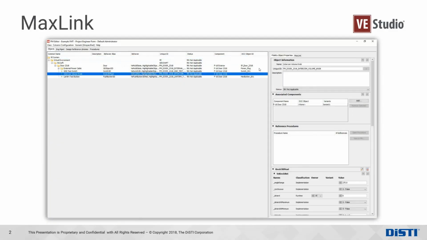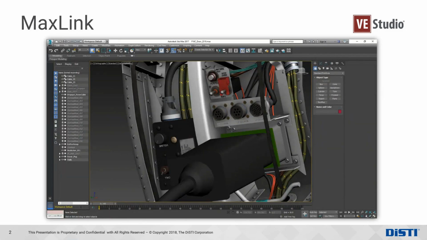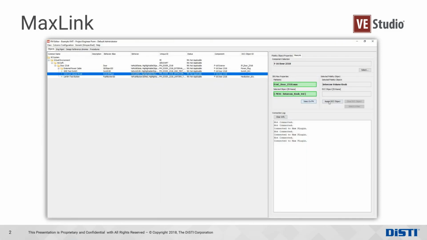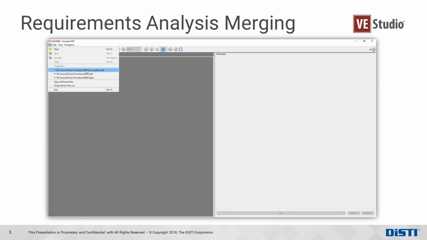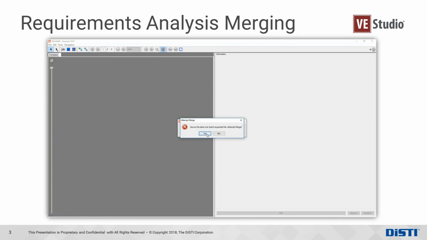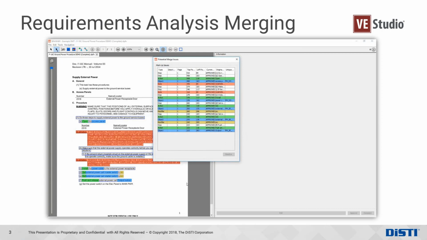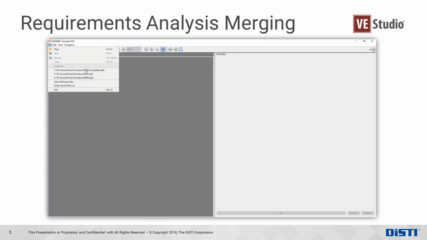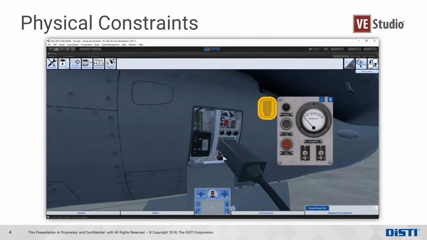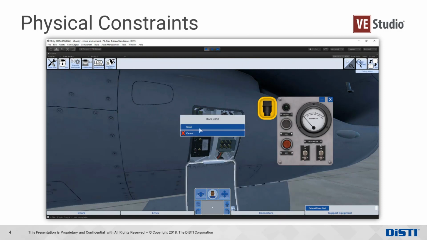So in previous years, we've shown our MaxLink tool, how we use it through the Fidelity Matrix editor and 3D Studio Max to assign behaviors to geometry. We've shown our requirements analysis tool, how we mark up procedures, how we trace those through the entire process, and how our tool helps us deal with those late game changes by merging. And we've shown our physical constraints system. Now what this does is it allows us to handle those common physical object interactions without requiring the developer to write any code to do so.